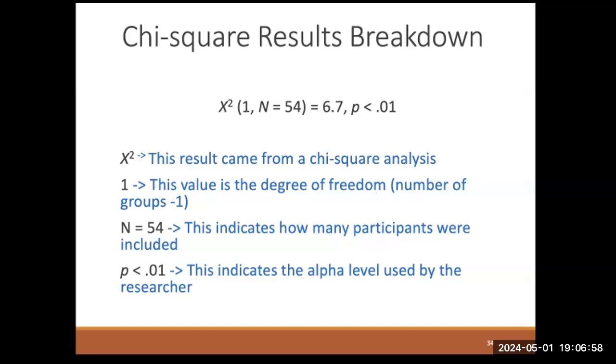And then you have the p-value. The p is less than 0.01. That indicates that the alpha level used by the researcher was 0.01, and that there is a very, very low probability that it happened by chance. So in this situation, we would reject the null hypothesis.